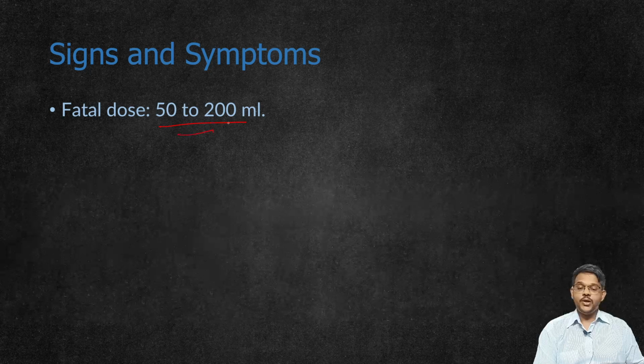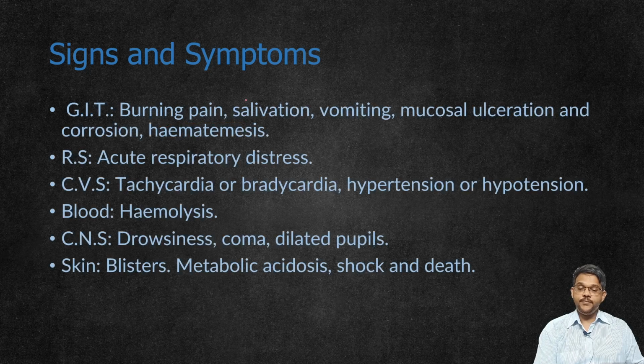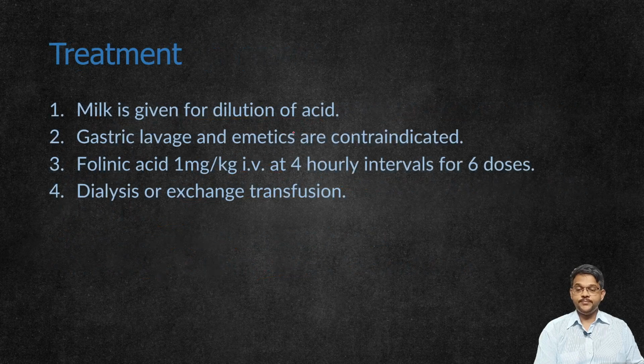About 20 to 200 ml of formic acid is fatal. In the GIT, it causes burning pain, salivation, vomiting, mucosal ulceration, corrosion, and hematemesis. It can cause respiratory distress, tachycardia, bradycardia, hypertension, hemolysis, drowsiness, coma, dilatation of pupils, and on the skin, it causes blisters, then metabolic acidosis, followed by shock and death.